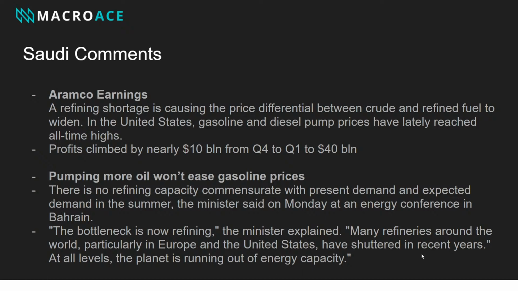And pumping more oil won't ease gasoline prices. There is no refining capacity to match the present demand and expected demand in summer. That was according to Saudi Energy Minister Abdulaziz, who made a comment at an energy conference in Bahrain, adding that the bottleneck is refining, and many refineries around the world, particularly in Europe and the US, have shuttered in recent years.